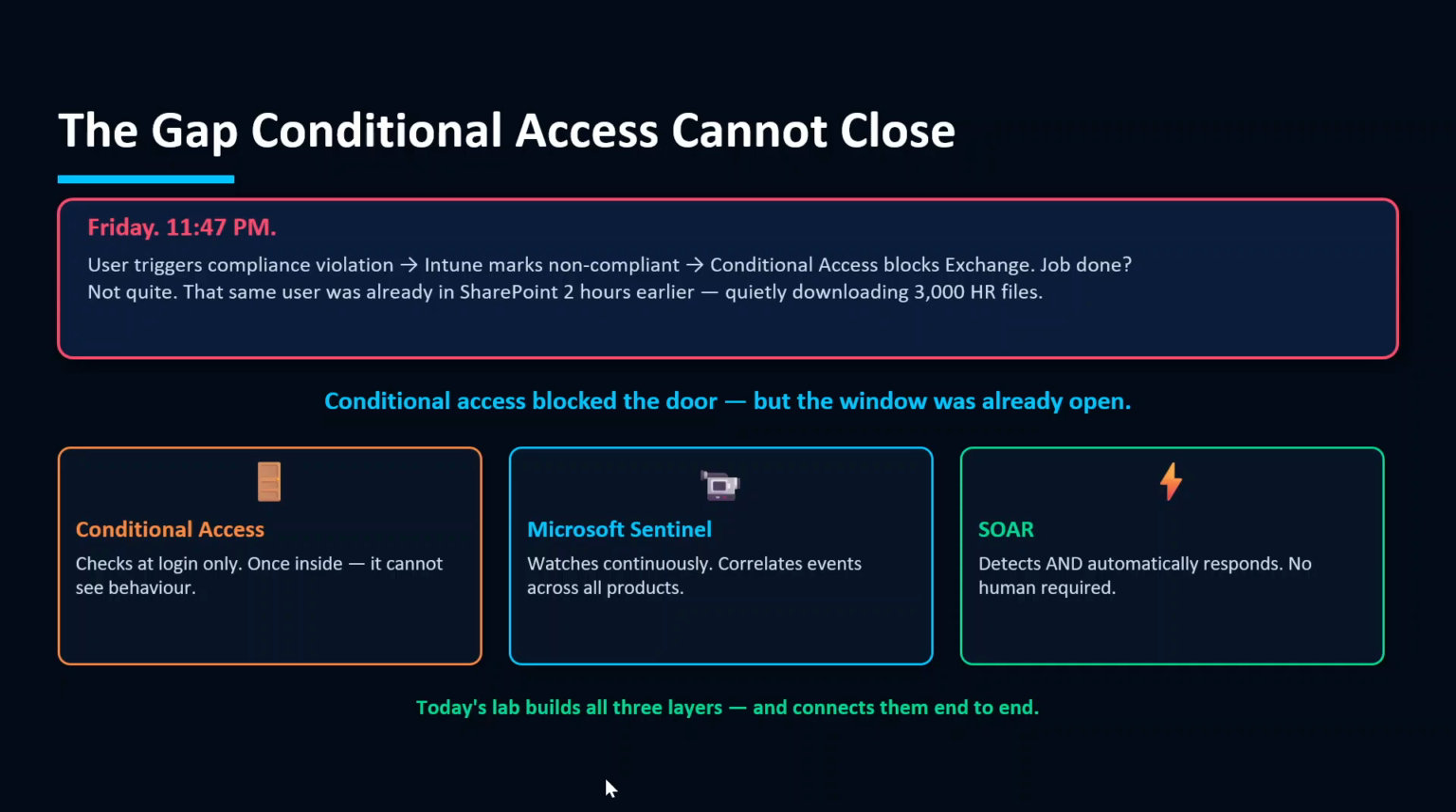Let's move on. Okay, so the gap conditional access cannot close. Friday at 11:47 p.m., a user triggers a compliance validation and is marked non-compliant, conditional access policy blocks Exchange, job done, right? So if the device is non-compliant, then conditional access policy immediately blocks the access.